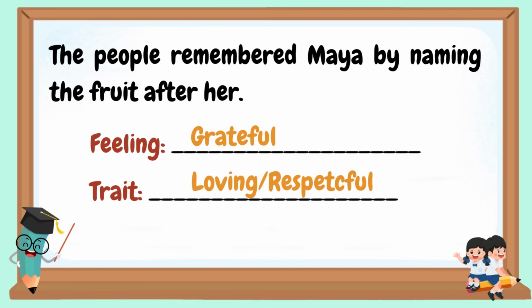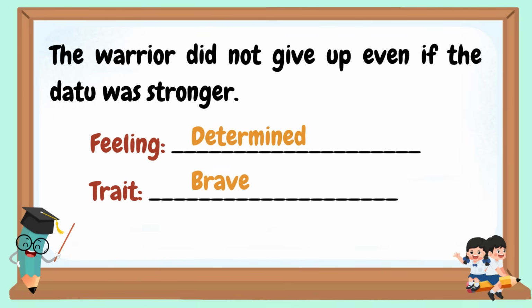The people remembered Maya by naming the fruit after her. The people's feeling is grateful and their trait is loving and respectful. The warrior did not give up even if the Datu was stronger. The warrior's feeling is determined and his trait is brave.